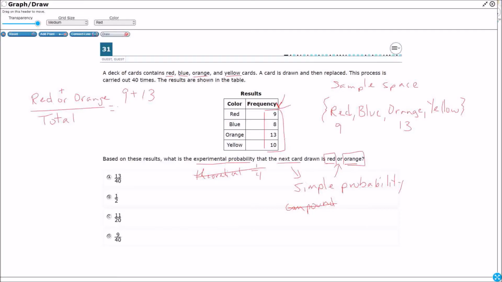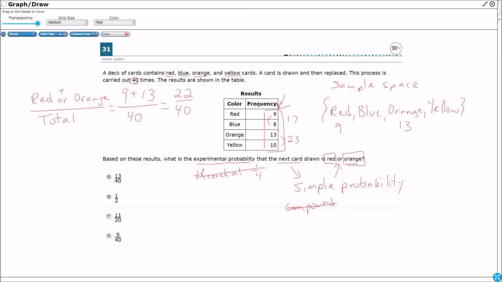All right, so we get 9 plus 13, and then that's going to be over 40. I could add those up if I really need to, but they already tell me it's out of 40 times, right? That's going to be 17, and that's going to be 23, so that's 40. But if you need to, you can go and add them up. So it's going to be 9 plus 13 over 40, so we can simplify that. 9 plus 13 is 22.